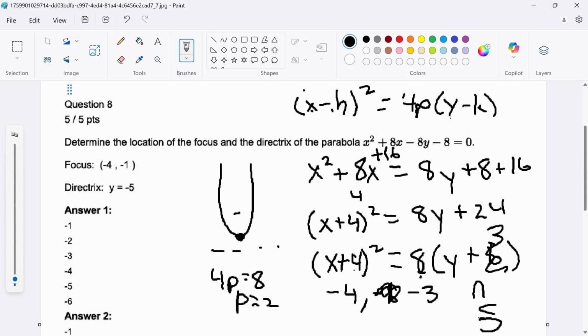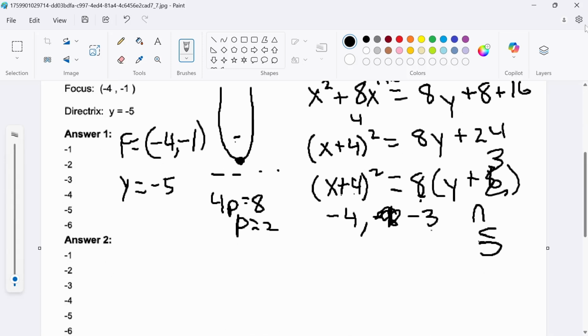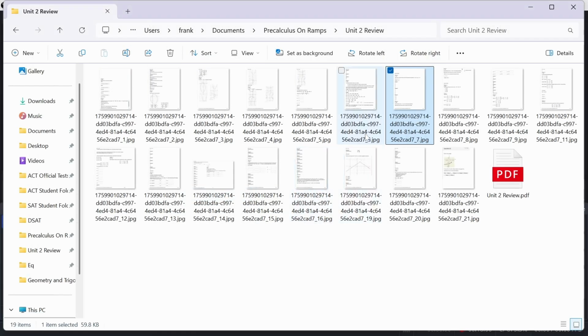P equals 2, so the focus is going to be 2 above, which is negative 4, negative 1. That's the focus. And then the directrix is going to be 2 below, but it's a line. So 2 below negative 3 is y equals negative 5. That was question 8. Next.